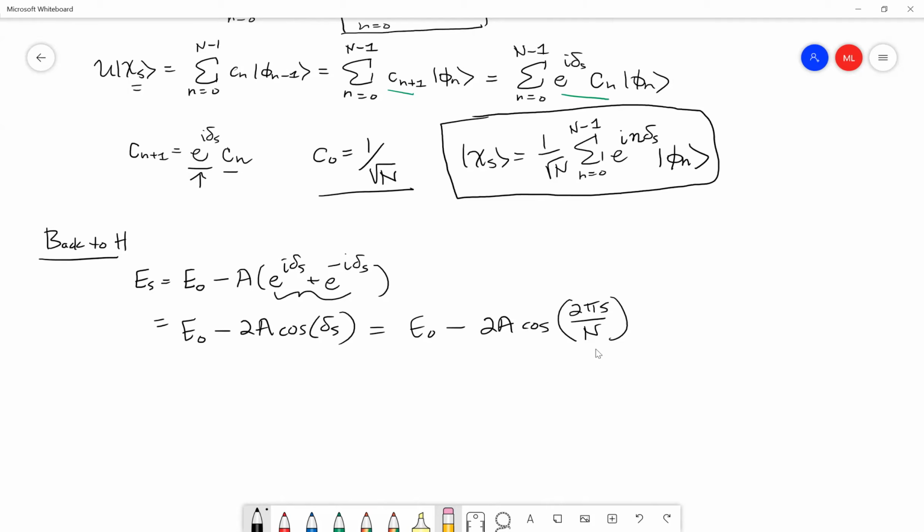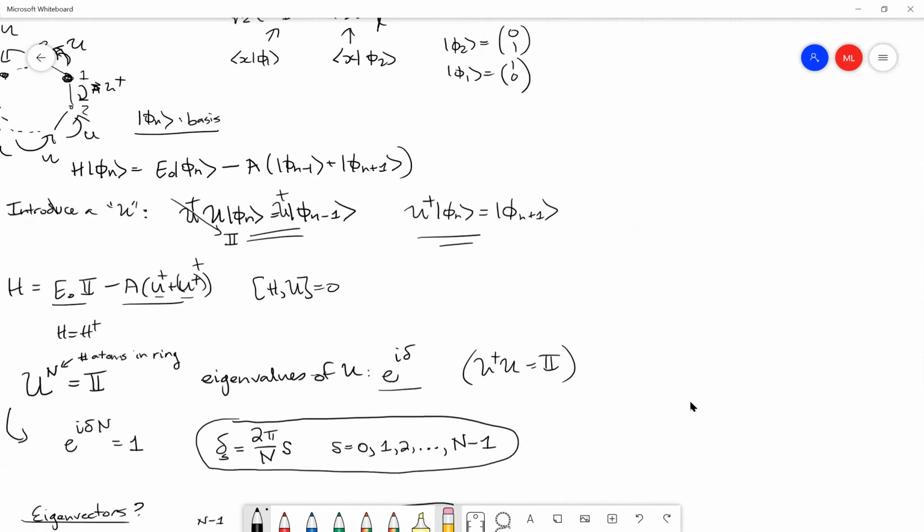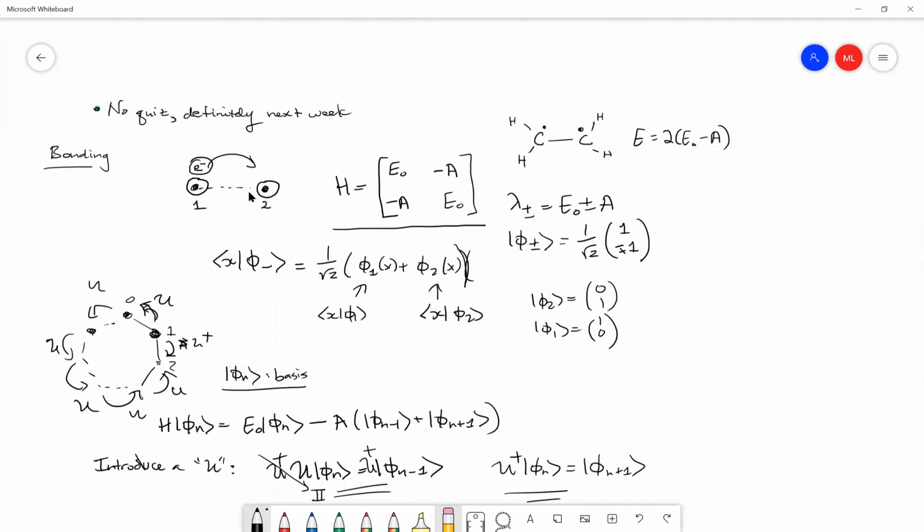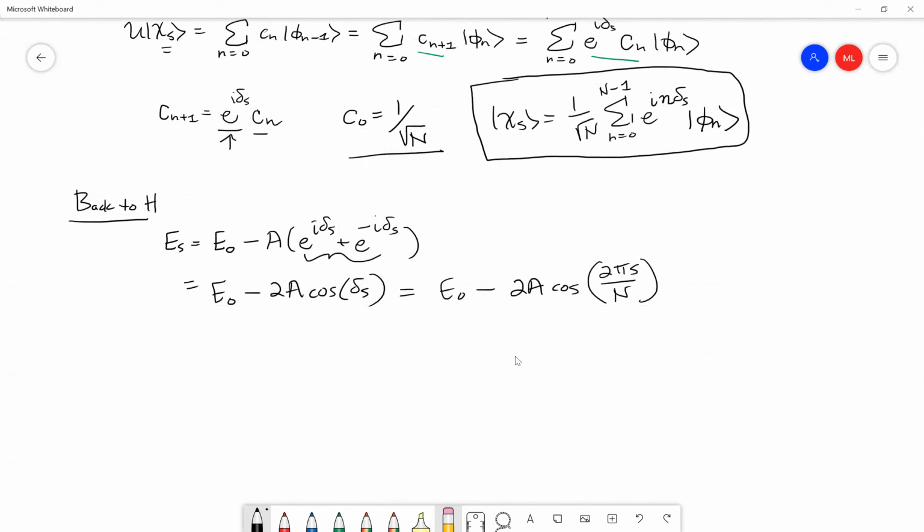When s is equal to 0 here, that would mean the cosine is equal to 1. The ground state is actually E0 minus 2a. It's not E0 minus a as we would expect for just 2 carbon centers. When the electron has the ability to hop around this ring, the ground state is actually smaller than just minus a due to the hopping. It's E0 minus 2a.